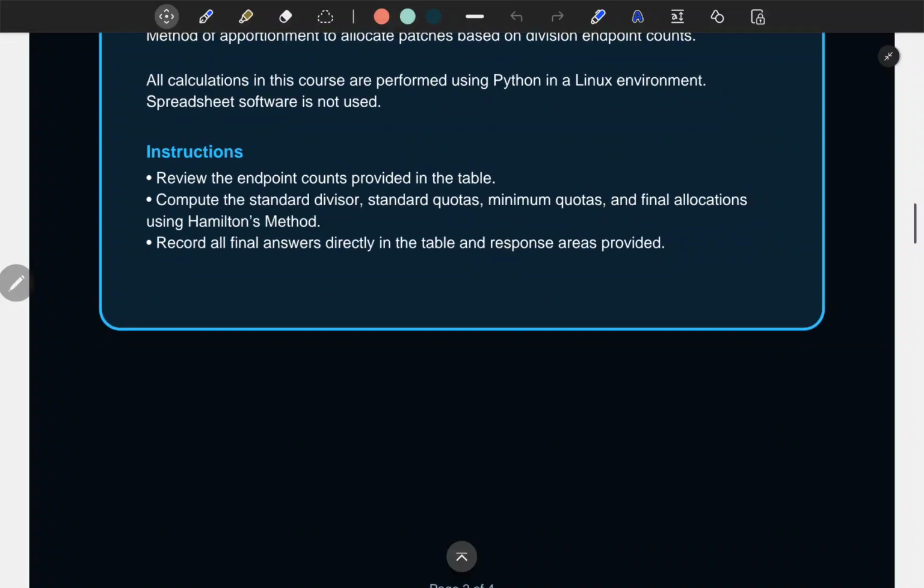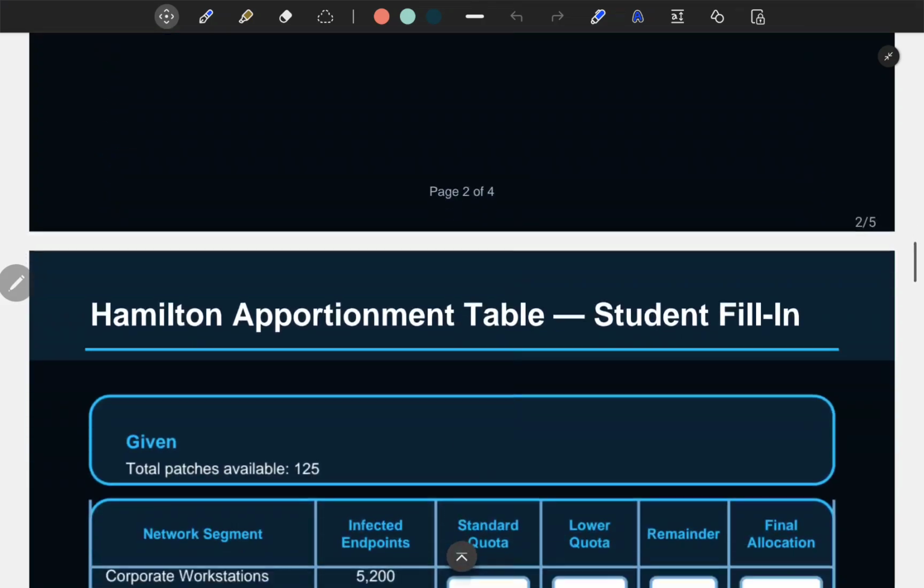Let's look at the instructions. Review the endpoint counts provided in the table. Compute standard divisor, standard quota, minimum quotas, and your final allocations using Hamilton's method. And you're going to record all your answers directly on the PDF. This is a fillable PDF, as standard for the labs for this unit. You can fill them out and send them straight to us via email.